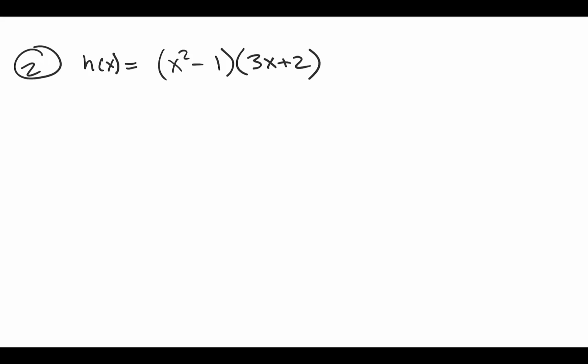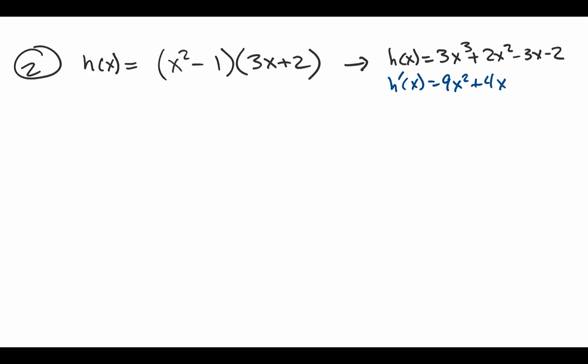I would do the algebra first and just show you that h of x is 3x cubed plus 2x squared, minus 3x, and then minus 2. And now h prime of x is equal to 9x squared plus 4x minus 3. Now we use algebra. It's just stupid to use a derivative. But we're learning the point.